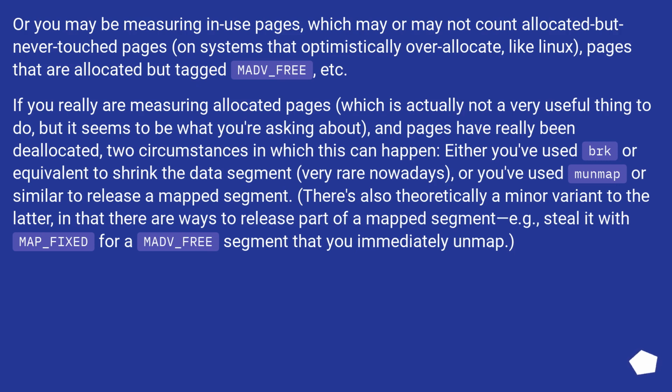to be what you're asking about, and pages have really been deallocated, there are two circumstances in which this can happen: either you've used brk or equivalent to shrink the data segment, very rare nowadays, or you've used munmap or similar to release a mapped segment. There's also theoretically a minor variant to the latter, in that there are ways to release part of a mapped segment, for example, steal it with map_fixed for a madv_free segment that you immediately unmap.